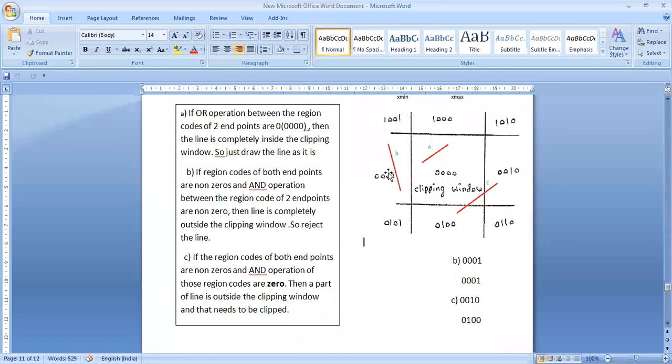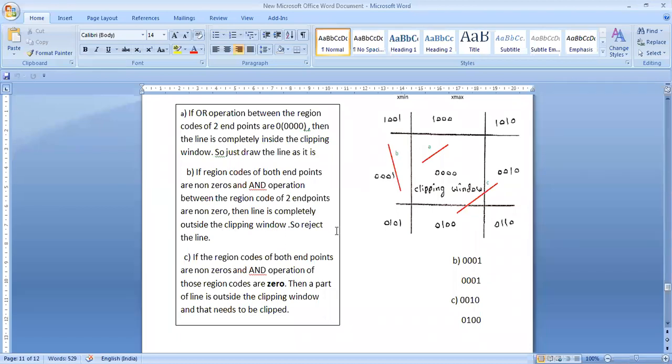This is 0, 0, 0, 1. The region code of this point is also 0, 0, 0, 1, because both points are lying towards the left side of the clipping window. So the region code of those endpoints is 0, 0, 0, 1. If the region codes of both the endpoints are non-zero and the AND operation between the region codes of the two endpoints is also non-zero, then the line is completely outside the clipping window.